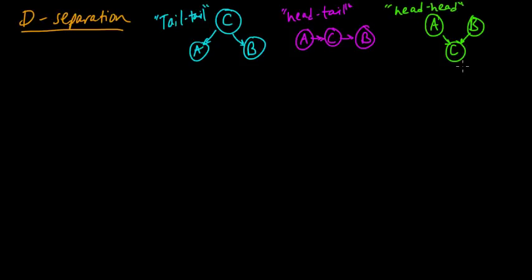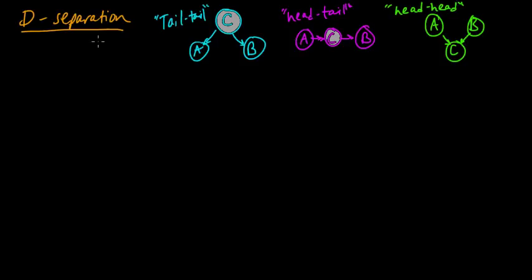So they met head to head at C, head to tail at C, and tail to tail at C. And in all of them we were thinking about what happened when we conditioned on C. In these we found that A and B were conditionally independent given C, and in this one A and B were conditionally independent given C, and in this one they were marginally independent. So the D-separation criterion is a vast generalization of these.